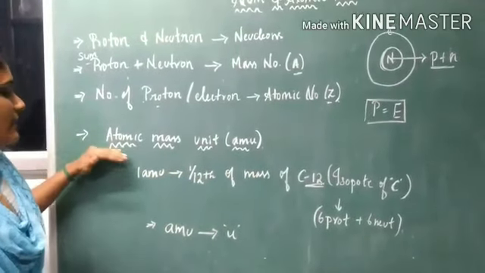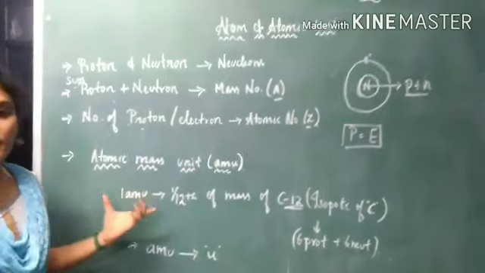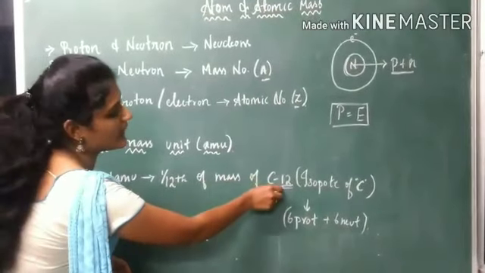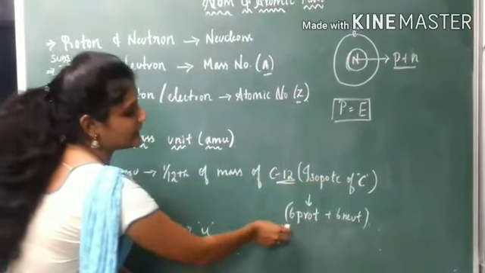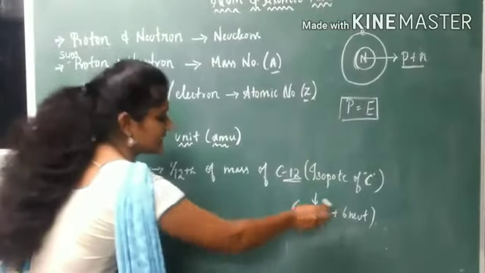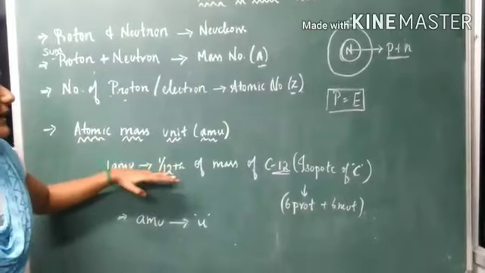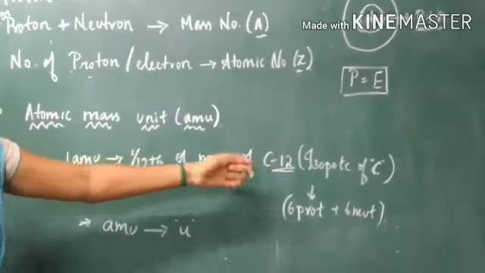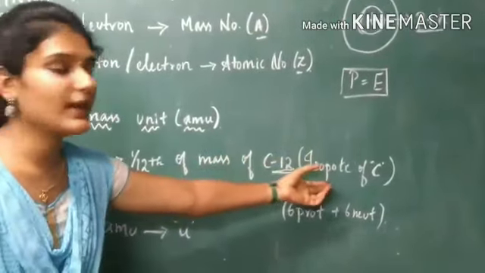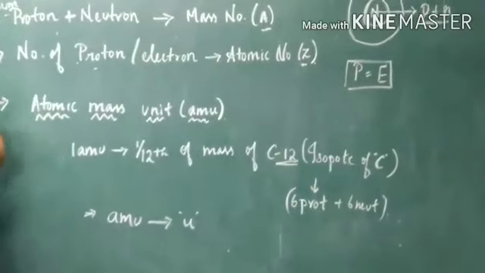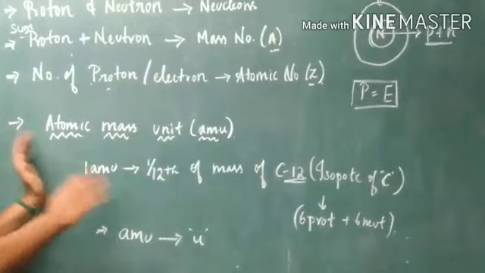The atomic mass unit definition is that one atomic mass unit is equal to 1/12th of the mass of carbon 12, an isotope of carbon that consists of 6 protons and 6 neutrons. Carbon 12 is an isotope of carbon and consists of 6 protons and 6 neutrons. Now we have found the calculation of the atomic mass unit.